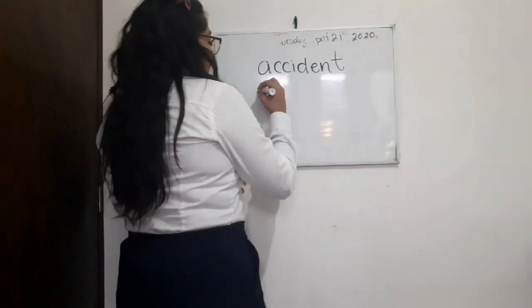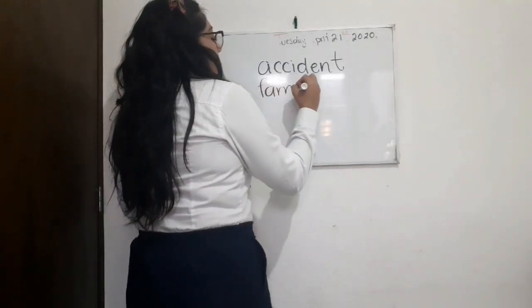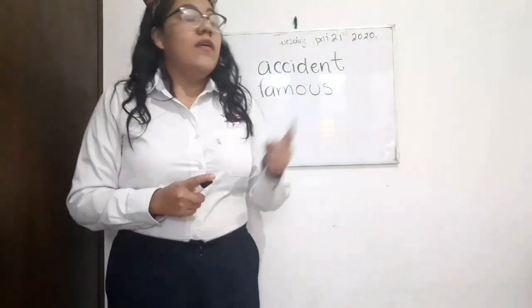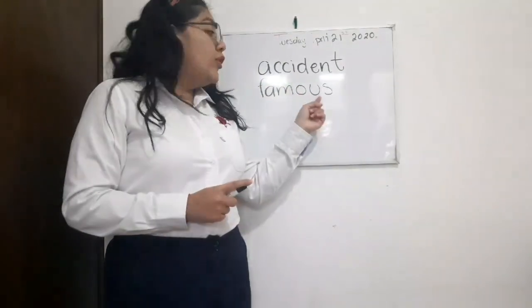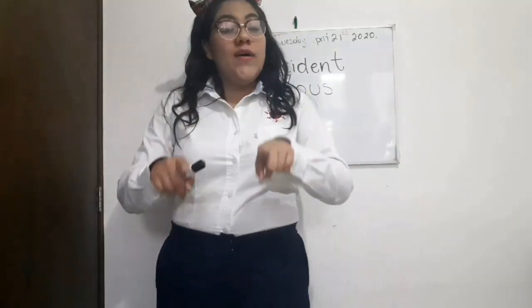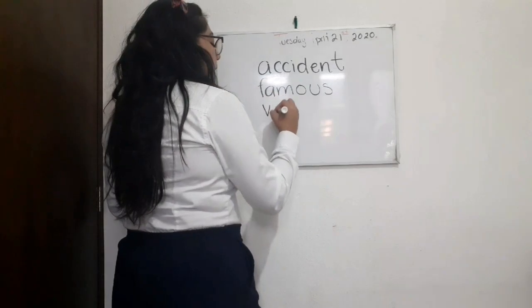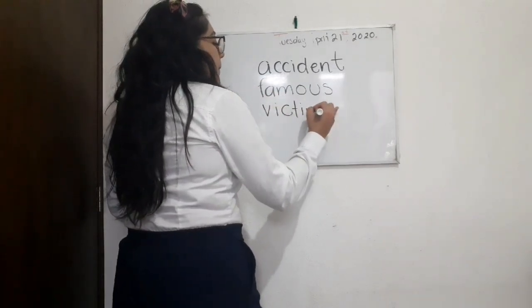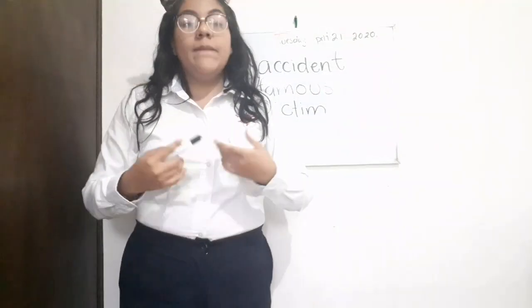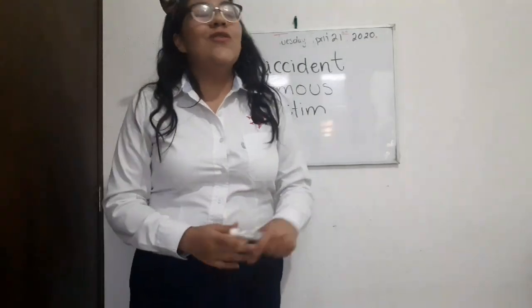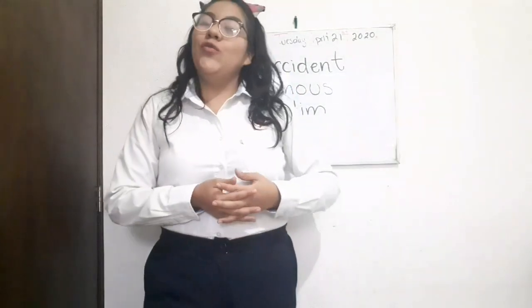Now you, okay? Here we go. Next will be famous. Famous, okay? Famous. Now you do it. Famous. And the final word would be victim. Victim. Okay? So those are the 3 words from the spelling bee that I want you to work on.